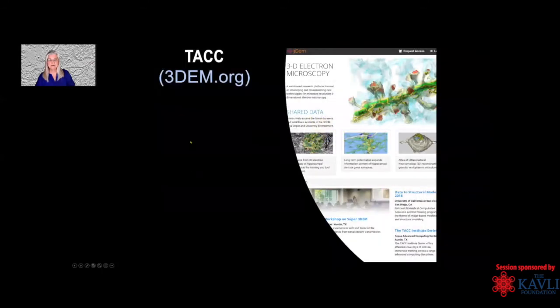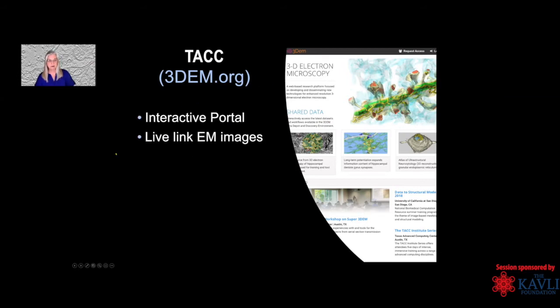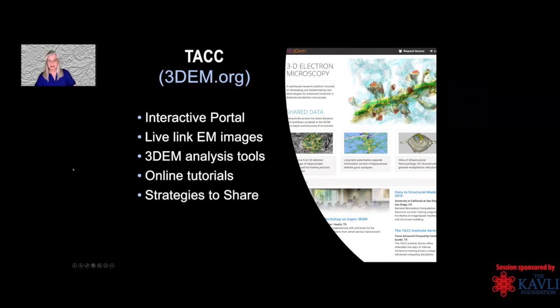And then we're doing this all under the auspices of the Texas Advanced Computing Center, with the help of my dear colleague, James Carson, and creating this site where we have an interactive portal, and a live link to capturing the EM images as they come off the microscope. We're developing and implementing in this environment the multiple 3DEM analysis tools, putting up online tutorials, and creating strategies to share the data, disseminate the data, and of course, more.